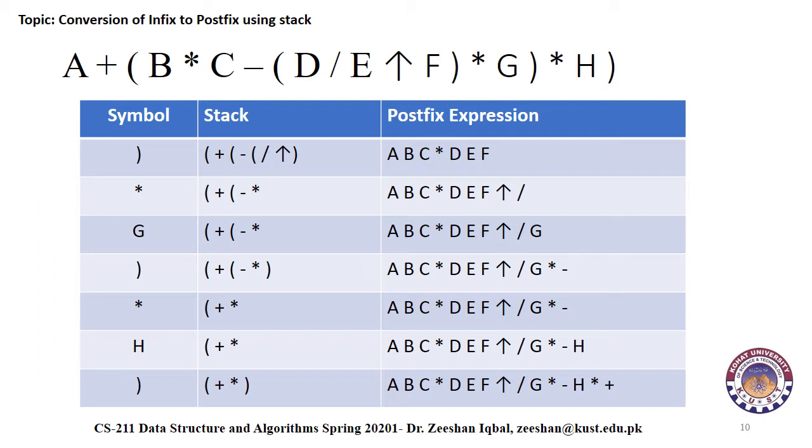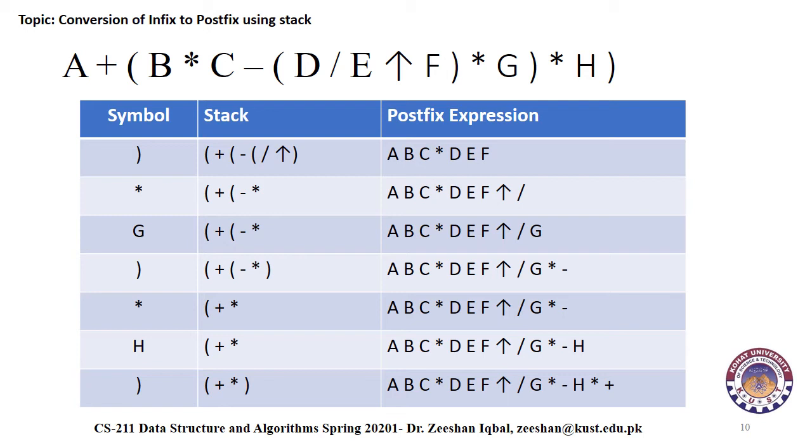Next symbol is G, which is an operand, so we have to put it directly onto the postfix expression. Next symbol is again the right parenthesis, so we have to repeatedly pop the operator on stack until the left parenthesis is met. So here asterisk will be popped first and added to postfix expression, and minus will be popped next and added to postfix expression, and in the end we have to remove both parentheses.